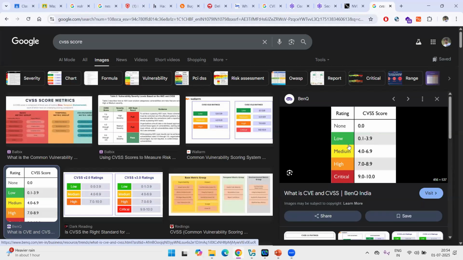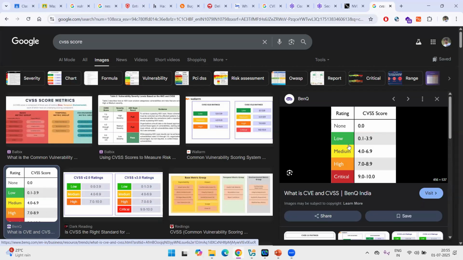Based upon this CVSS score, we can prioritize the vulnerabilities. Let's say you have 1,000 vulnerabilities. Which one will you take as the first priority to fix? The one which has the higher CVSS score, so that the risk comes down.